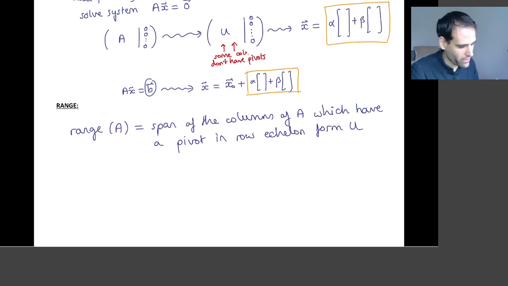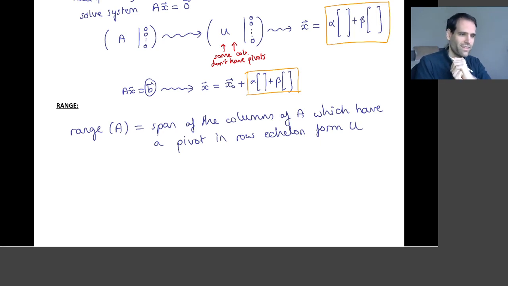So after doing row echelon form, you find the columns that have a pivot and you remember their numbers. For example, the second and third columns have a pivot. So you go to matrix A, and the span of the second and third columns of matrix A will be the range of matrix A. That's because all the other columns, which don't have a pivot in row echelon form, are linearly dependent on those two columns that do have a pivot.